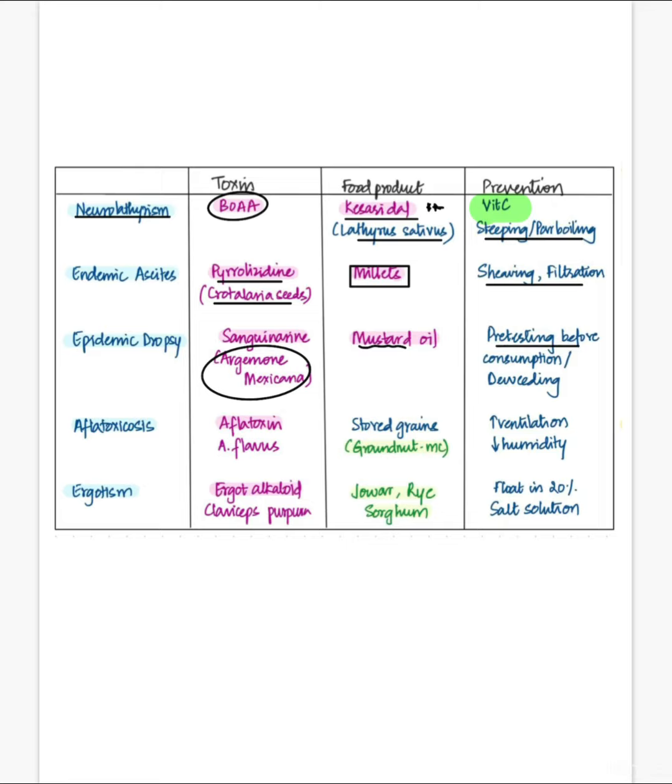Then aflatoxins, guys, that is stored groundnut. This you have already heard. This can cause hepatocellular carcinoma. Groundnut is the most common food product for aflatoxin, due to Aspergillus flavus. So you need to increase the ventilation and decrease the humidity. Then ergot, guys. This ergot is obtained from a fungus known as Claviceps purpurea, and this is present in jowar, sorghum. Prevention is to float it in 20% salt solution. So this was about the toxins and the food products.